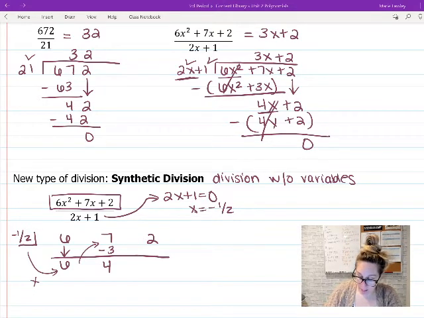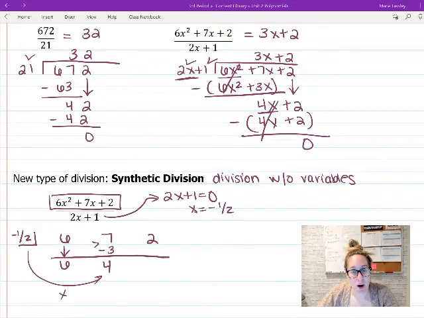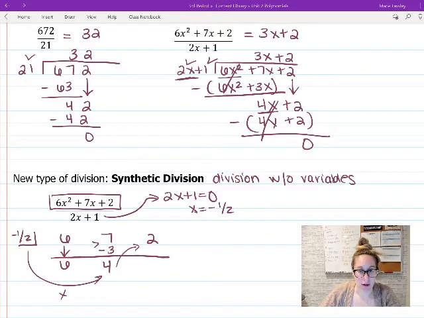Now we're going to repeat that pattern. We're going to take the number in our box, and we're going to multiply, so -1/2 times 4, and then we're going to take that and put it right there. -1/2 times 4 is -2, and then we add down to get 0. So we have a remainder of 0.